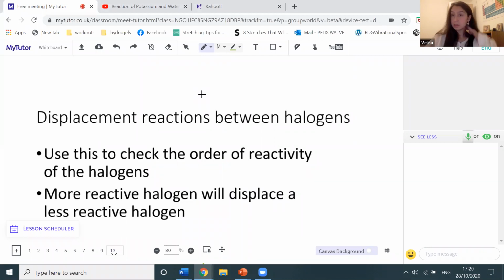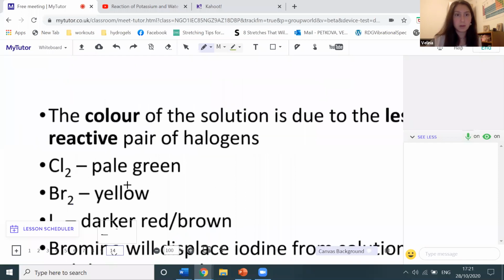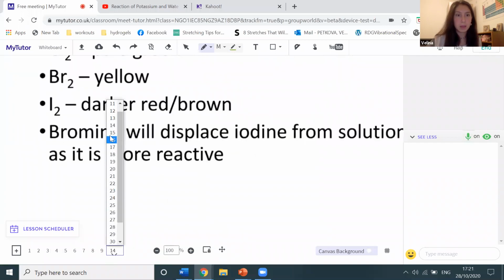Have you guys met displacement reactions? Hopefully you have. So we use these to check the order of reactivity. The more reactive halogens will displace a less reactive halogen. So let's see if this appears in the next one. Okay, let's talk through it.